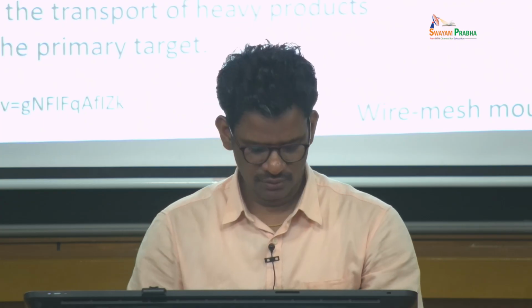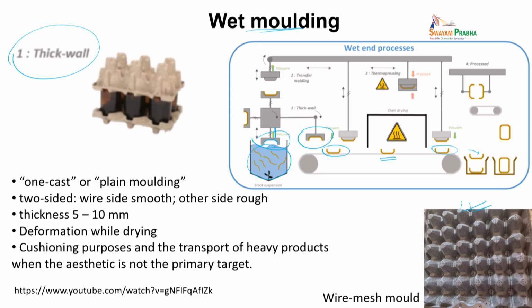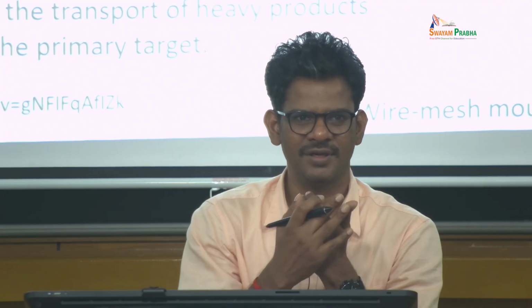So here this is done at an industrial level, where we apply vacuum, we have a conveyor belt, we have oven drying, a little bit more systematic and industrial. Just to summarize what this means, we call this one cast or plain molding, and usually it will have two sides, the wire side and the other side. If you look at this, there is one side that is free, the other side is touching the mold. Since the mold has this wire frame, because of its mesh-like structure, one side of the product will have a mesh-like structure and the other will be smoother.